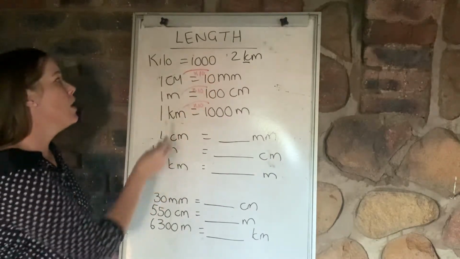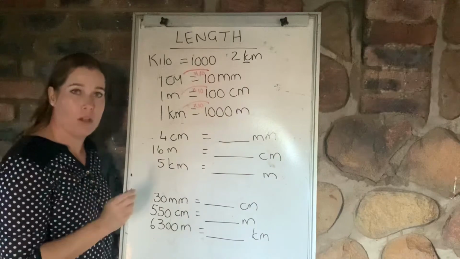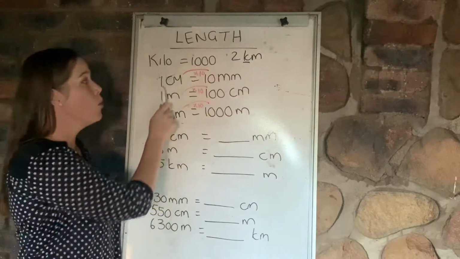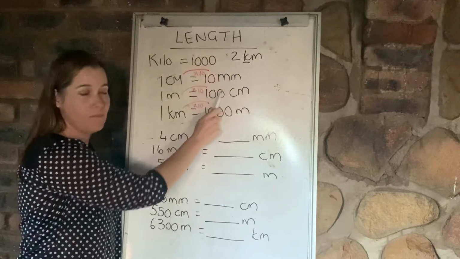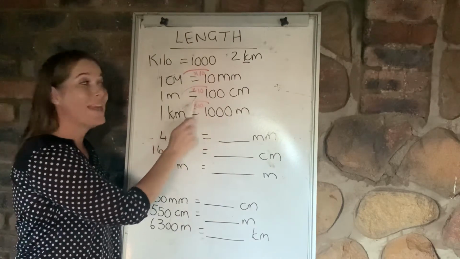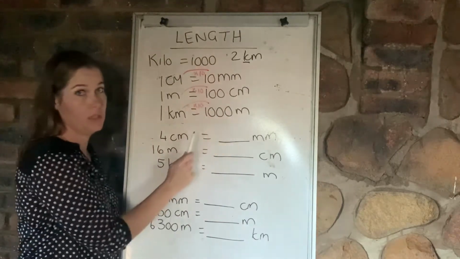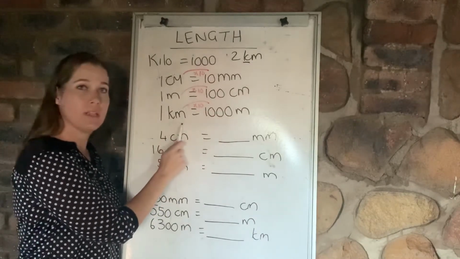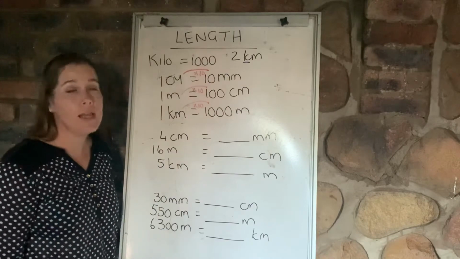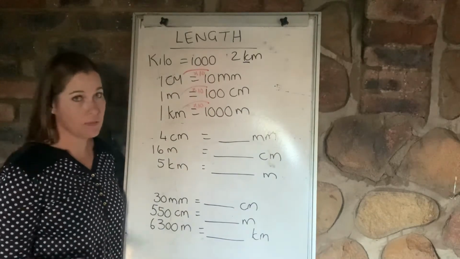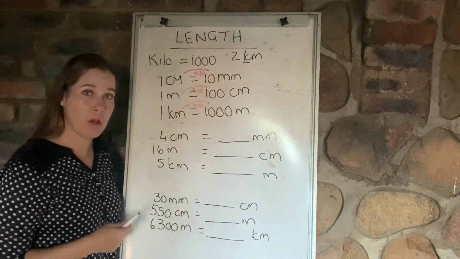Now, you have to know this off by heart. You have to go and practice it. 1 centimeter has 10 millimeters. 1 meter has 100 centimeters. 1 kilometer has 1,000 meters. You have to go and learn it off by heart, like you know the days of the week or the months of the year. You have to know them off by heart.